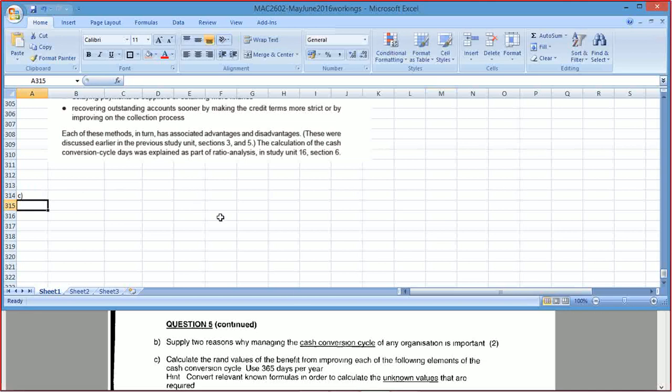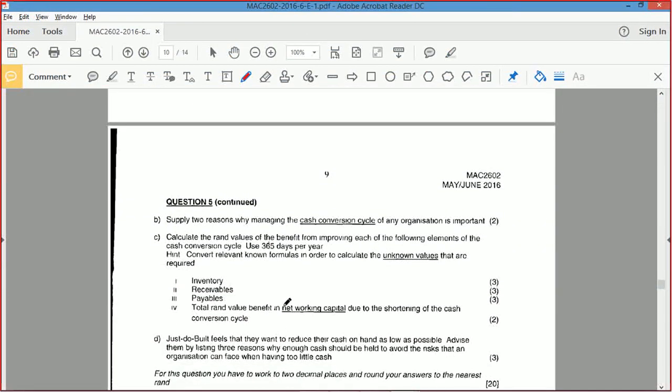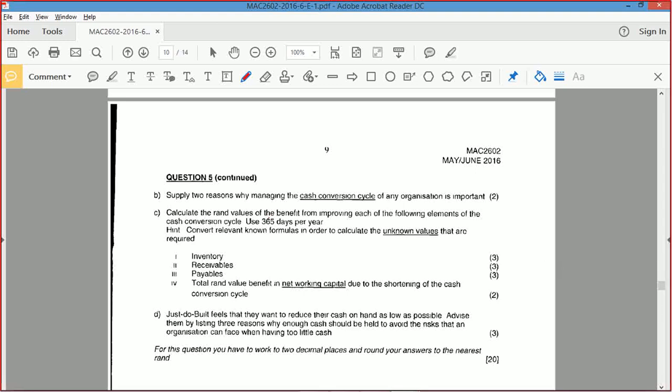Right, C. Calculate the RAND values of the benefit from improving each of the following elements in the cash conversion cycle. Convert relevant known formulas in order to calculate the unknown values that are required. Okay, inventory, receivables, payables, and total value of benefit net working capital. So that's looking at that method, improving credit policy. Let's go back and find that example just to get all the formulas.